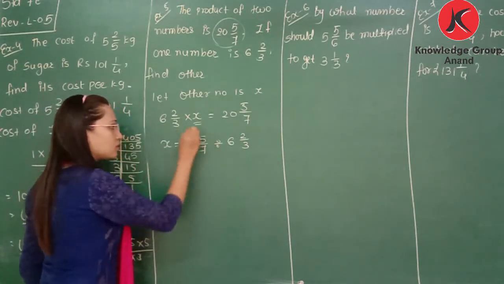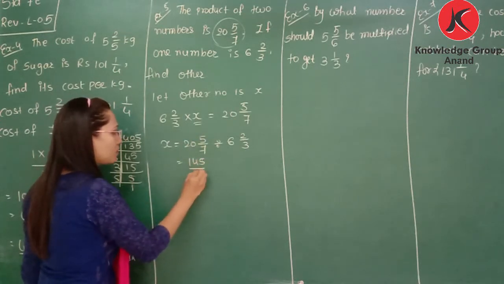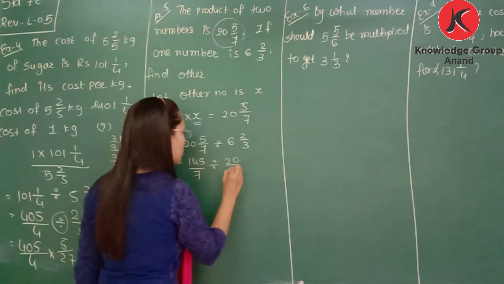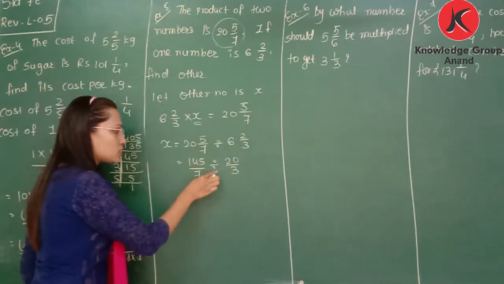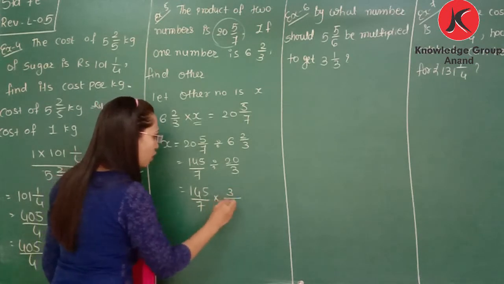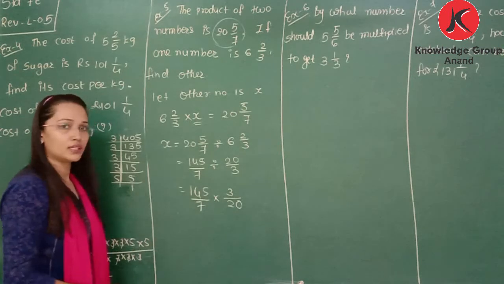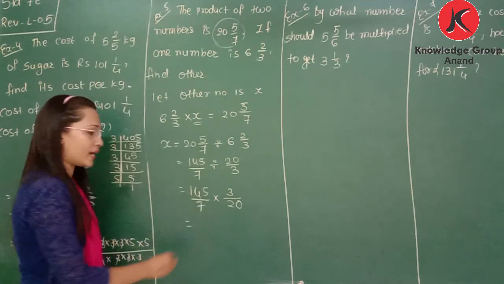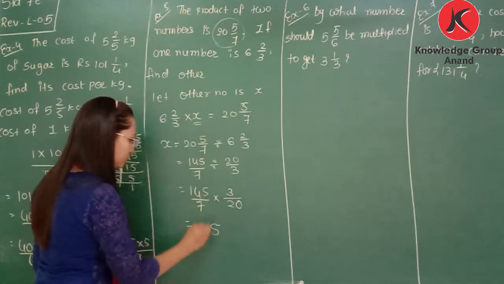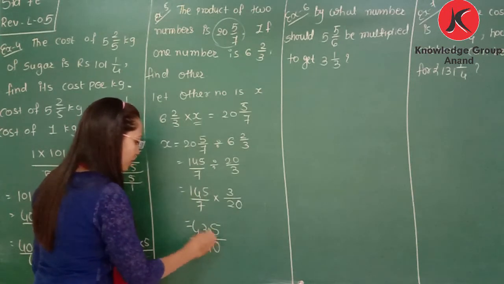Now find the improper fractions. 27 is 140 plus 5, 145 by 7. Divide. 6 3s are 18 plus 2, 20 by 3. Now convert this division into multiplication by writing the reciprocal of 20 by 3, which is 3 by 20. If there is a common factor, then cut it, or you can directly write 5 3s are 15, 435 divided by 1.